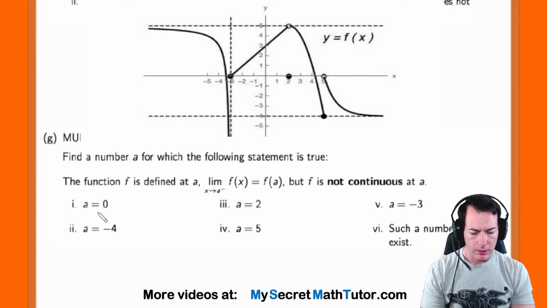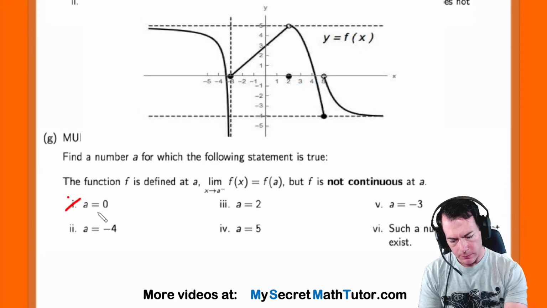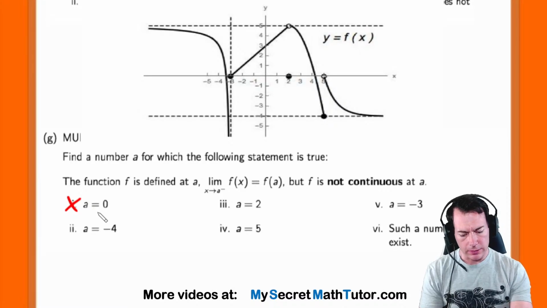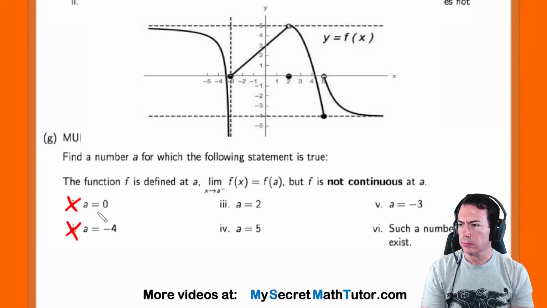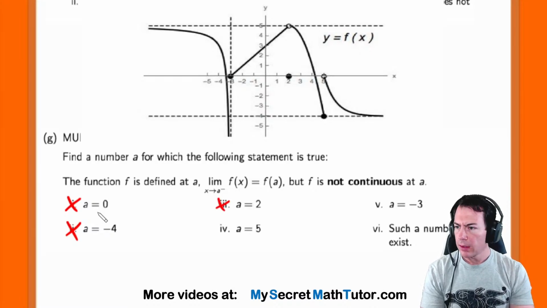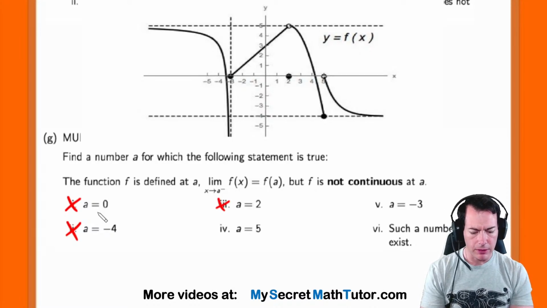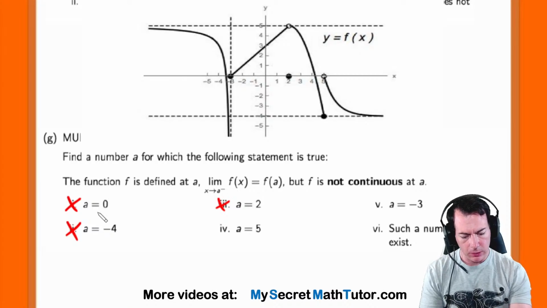Starting at 0. So at 0, it happens to be continuous. Not that one. Not going to worry about it. At -4, it's also continuous there, so don't worry about that one. What's it doing at 2? So at 2, the value of the function is defined there. Yep, so we can see that. The limit from the left side equals the function value. No, it doesn't. So I'm not going to worry about that one. What about 5? So 5, the value is equal there. From the left side, the limit equals the value. That is true. And it is not continuous. So yeah, that's the one we're looking for in this case.